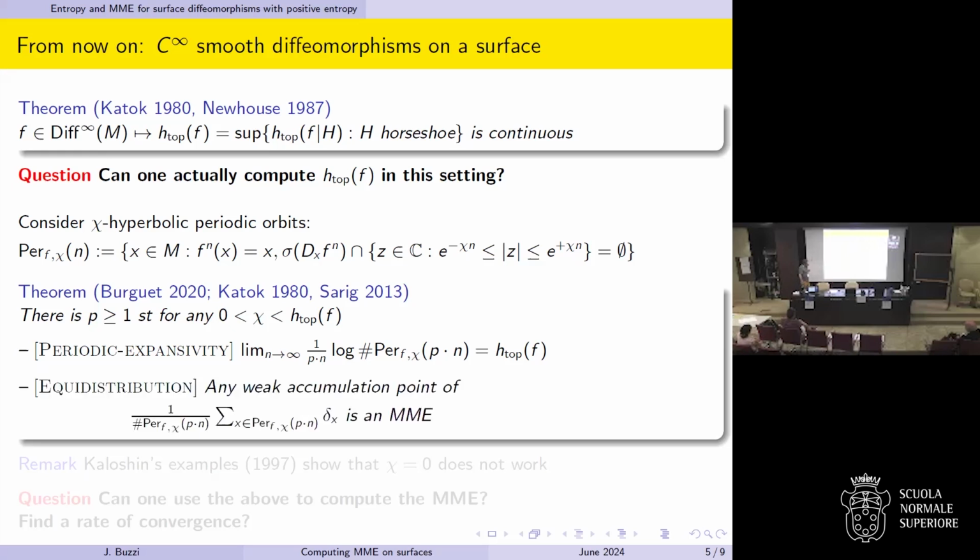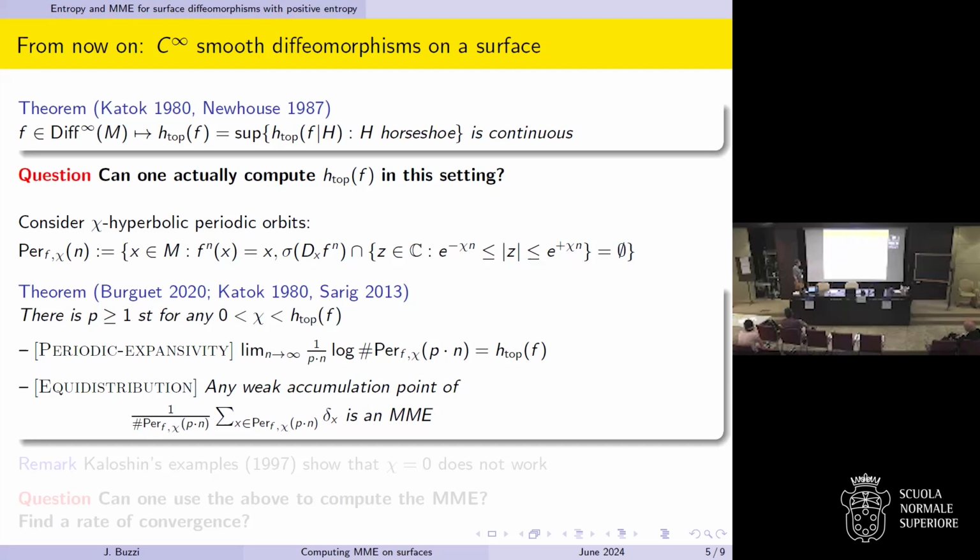One such result is a result of equidistribution, which is a combination of a number of results. But the key step is by David Burguet, quite recently. It essentially tells you that, as in the uniformly hyperbolic case, periodic orbits will equidistribute according to the MME, the measure maximizing the entropy. So either you think of it as, if I can compute this measure in some way, it will describe to me how the periodic points are, or maybe this is a way to visualize the MMEs by computing a lot of periodic orbits.